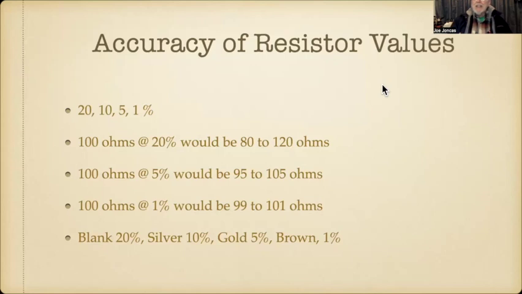Now, the resistors that I sent out in your package are 1% resistors, which are very, very accurate resistors. And they could be from 99 to 101 ohms, and that would be within the range that's specified.